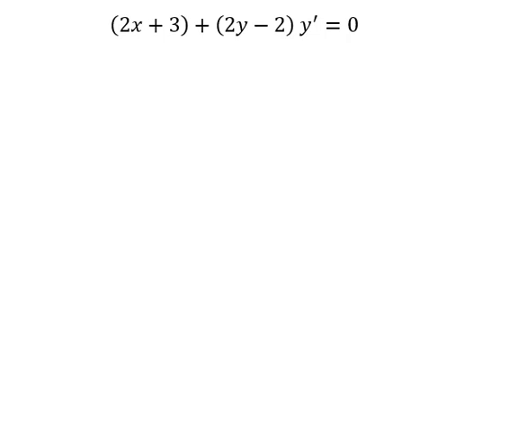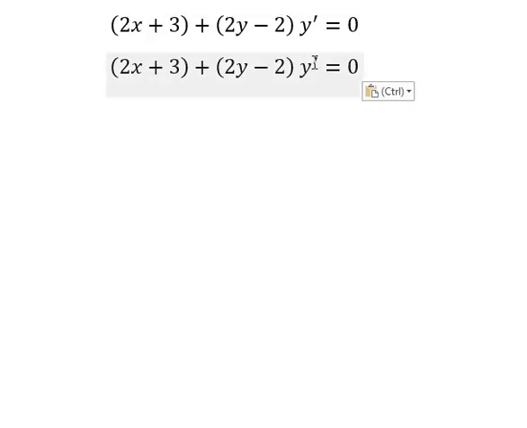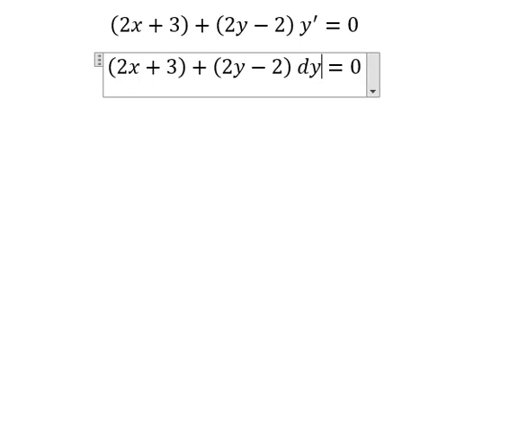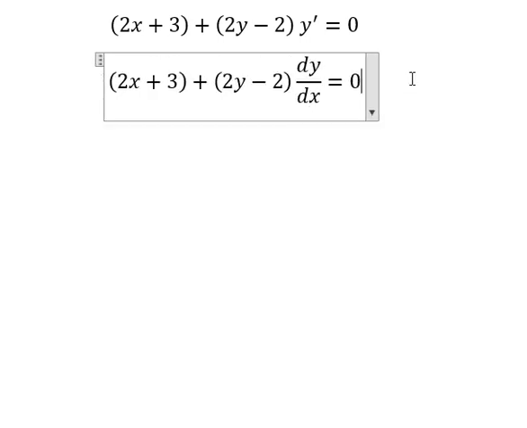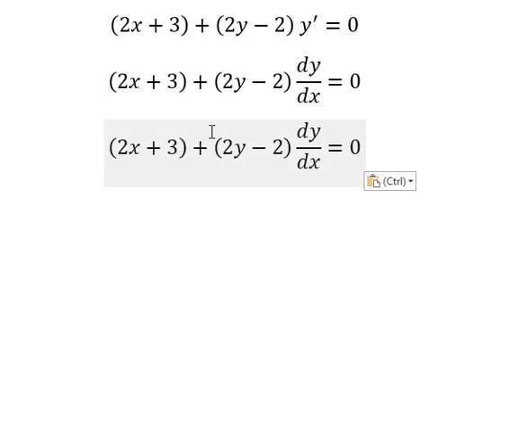Hello everybody. So today I want to talk about calculus, the topic that is about differential equations. So now I want to show you how to answer. This one we change by dy over dx. So we multiply both sides by dx.